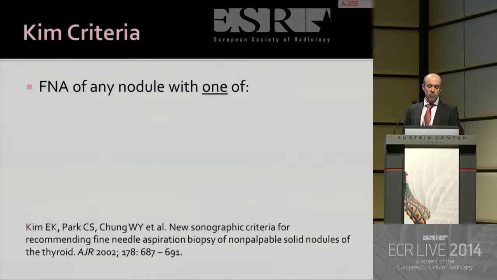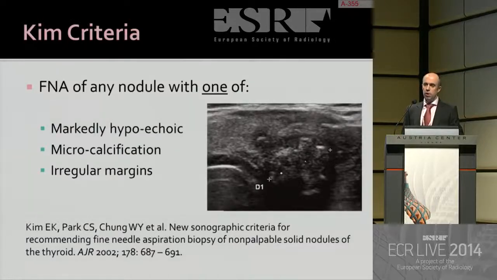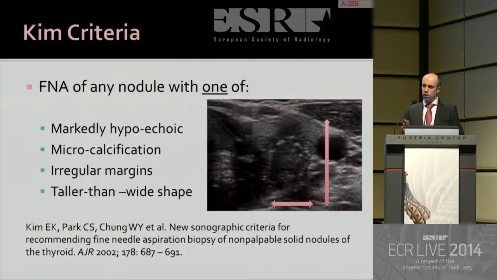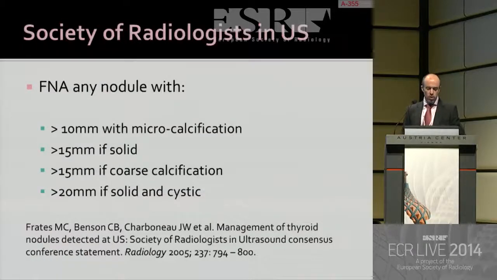Briefly, the KIM criteria suggested FNA of suspicious nodules, which they consider markedly hypoechoic, internal microcalcification, irregular margins, and this taller-than-wide shape, initially described just in the transverse plane, but now further studies are saying taller than wide in a craniocaudal plane as well is relevant and suggestive of malignancy. The American Association of Clinical Endocrinologists use the same 4 criteria, but they require hypoechogenicity with one of the other 3 factors. The Society of Radiologists in Ultrasound uses a more broad-based approach, a number of different nodule features combined with some size criteria.